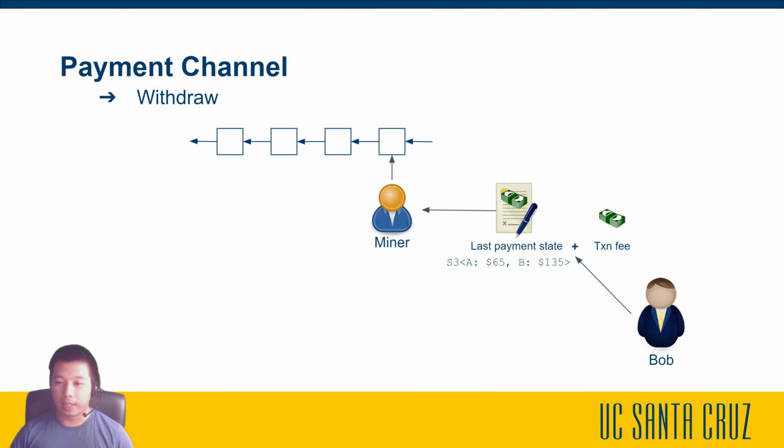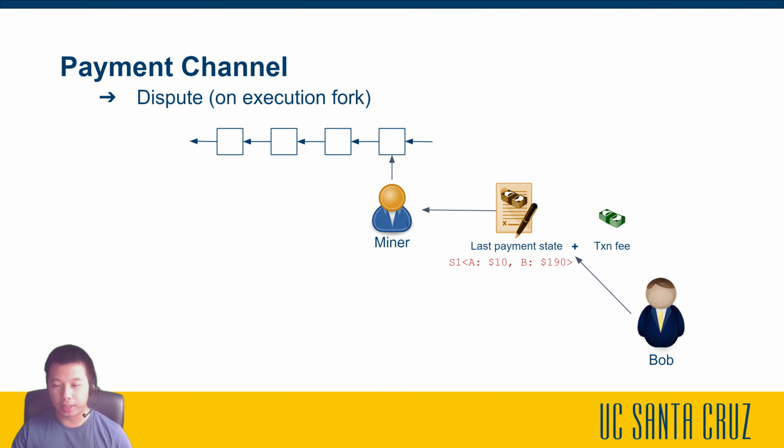When it comes time to close the channel and withdraw money, Bob will send his latest state to the contract. The contract will check and verify this state, and if it is valid, will transition to the state and set a dispute period after which Bob can withdraw his money.